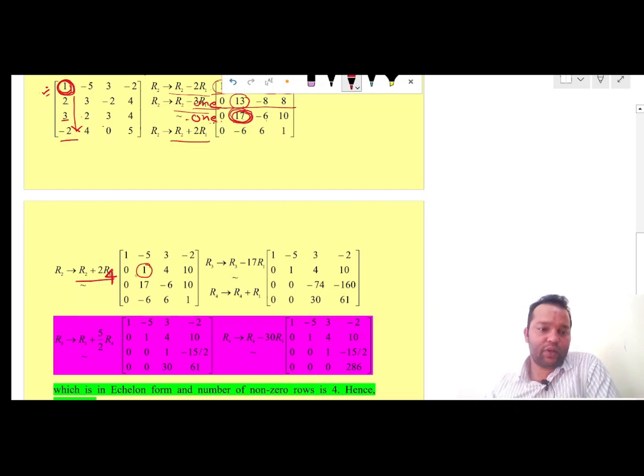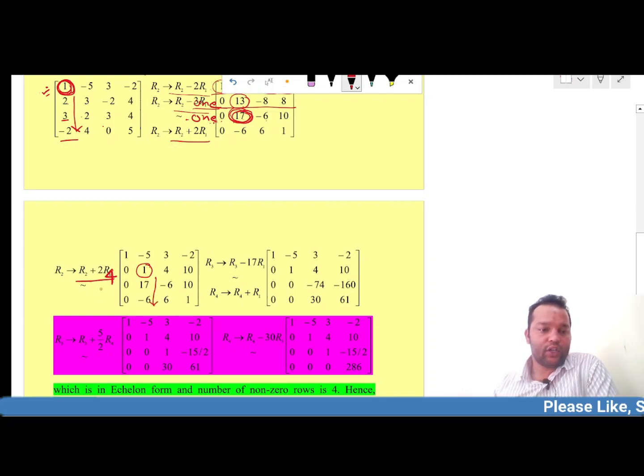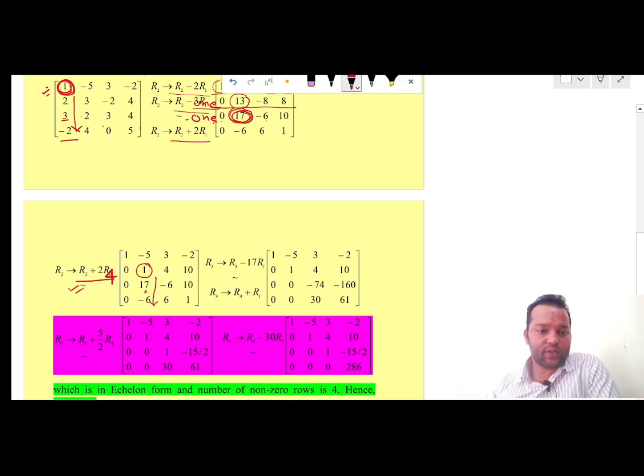So in this case, we have transformed this entry 13 into 1, as we have to utilize this entry to reduce these two entries into 0. So we have adopted this operation. So with the help of this one, this entry has to be reduced into 0, and this one also. So this entry is converted into 0 with the help of this operation, and this entry into 0 with the help of the operation R4 plus 6 times R1. So we obtained this form.